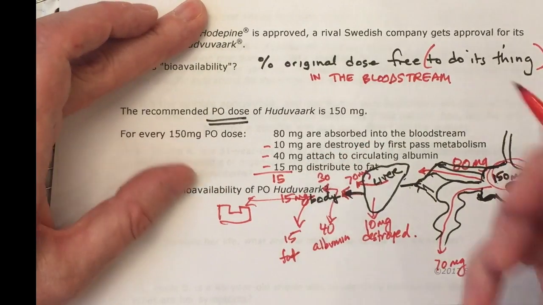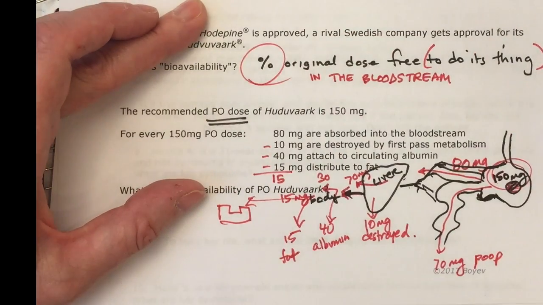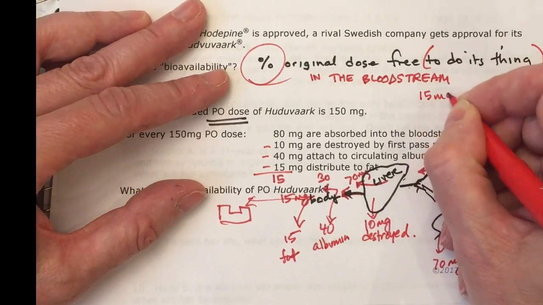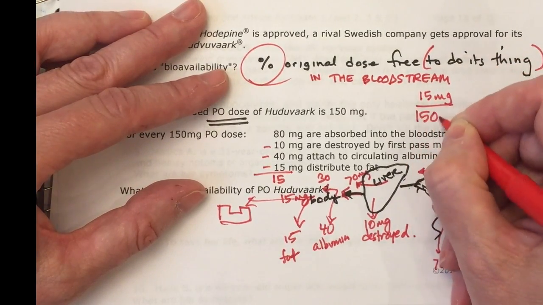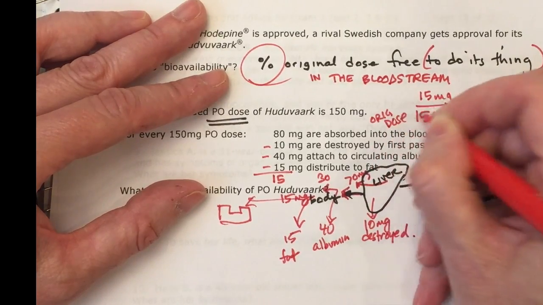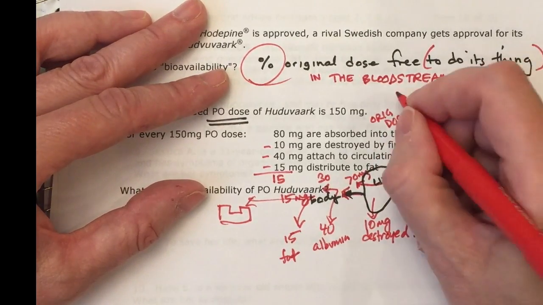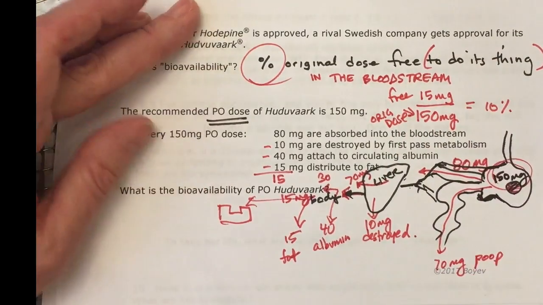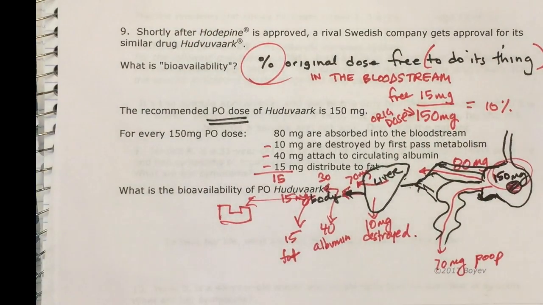Okay, so bioavailability is always in percent, so it's the percent of the original dose. So 15 milligrams divided by the original dose, so the F is that, which equals 10%. So the bioavailability of this drug is 10%. Hopefully that makes sense.